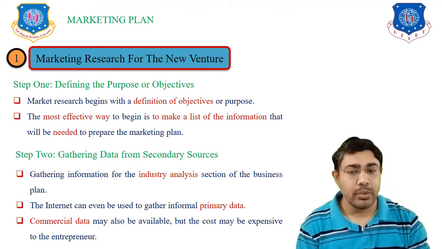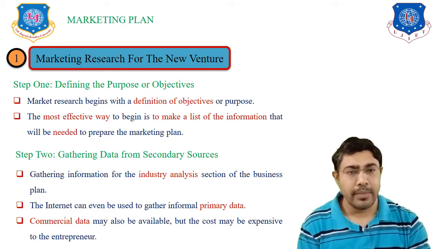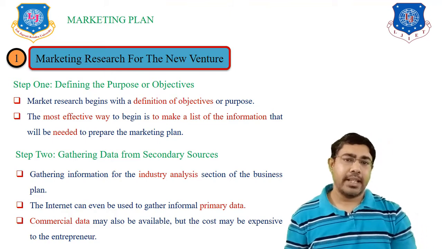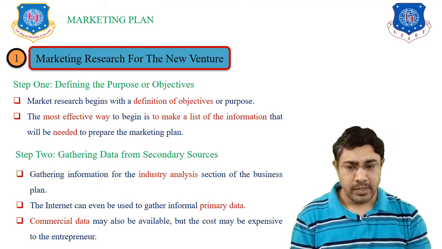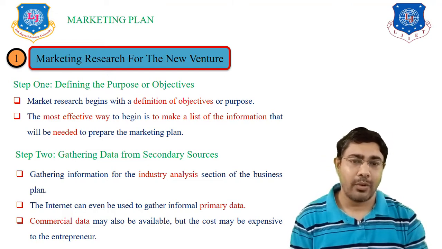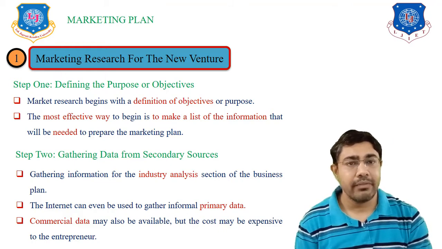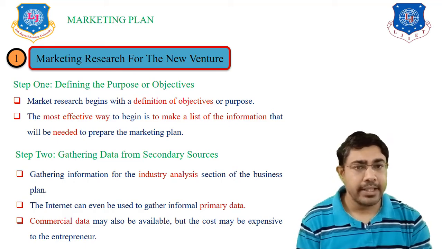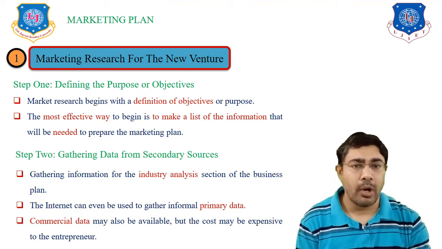So the question is how to do marketing research for new ventures. Ultimately the aim of marketing research is to collect the data needed for the marketing plan. The first step of marketing research starts with the definition of purpose or objectives. Whenever you do any research, you first have to define your purpose and objectives.